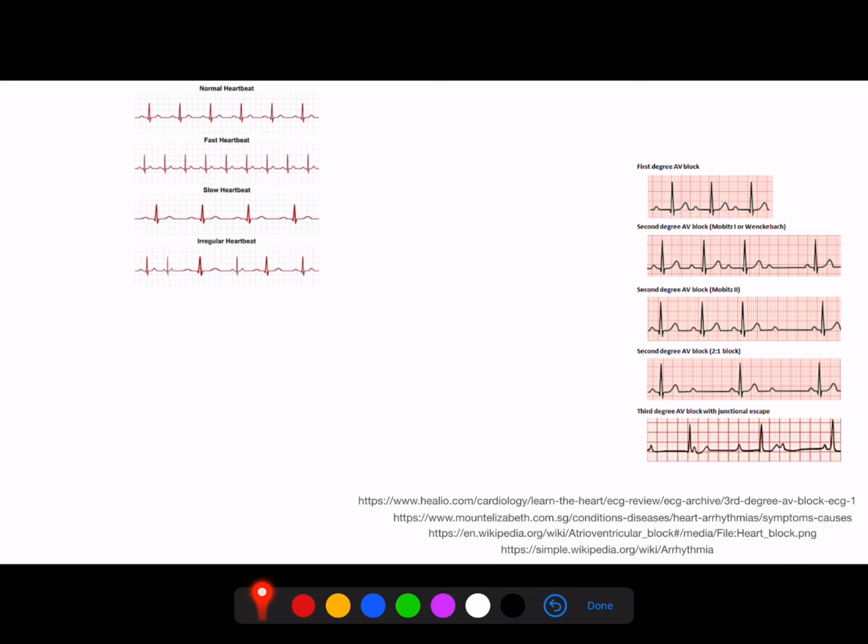The second degree AV block Mobitz. Here we have the PQ time normal. Sometimes it's prolonged, sometimes it's not. But after some contractions, there's no QRS complex. But again, the SA node fires regularly, so there will again be a P wave followed by a QRS.